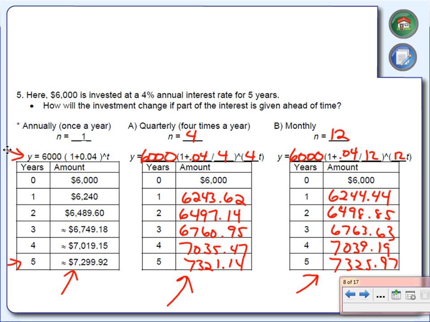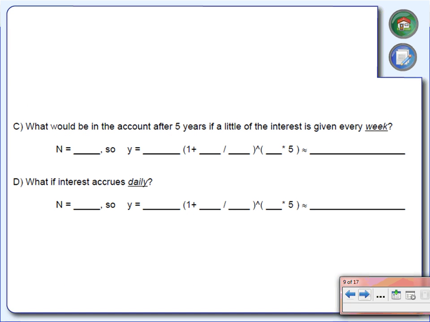All right, what I want you guys to do is try the next two by yourself. C wants to know what the account would have after 5 years if we're doing this interest every week. And then what if we're doing this every day? If interest is accrued daily. Now think about how many weeks there are in 1 year. Think about how many days there are in 1 year. That's what your n is going to be.